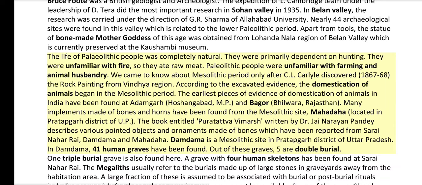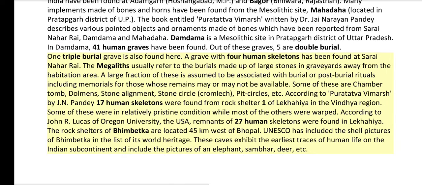In Damdama, 41 human graves have been found. Out of these graves, 5 are double burial. 1 triple burial grave is also found here. A grave with 4 human skeletons has been found at Sarai Nahar Rai. The megaliths usually refer to the burials made up of large stones in graveyards away from the habitation area. A large fraction of these is assumed to be associated with burial or post-burial rituals, including memorials for those whose remains may or may not be available.